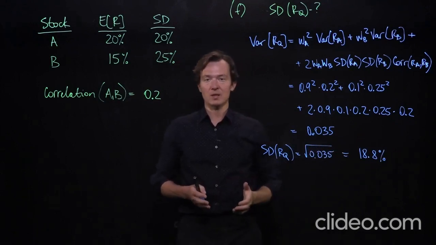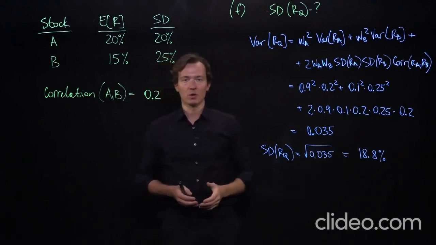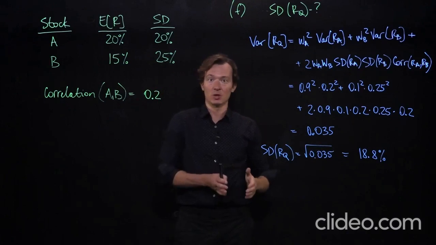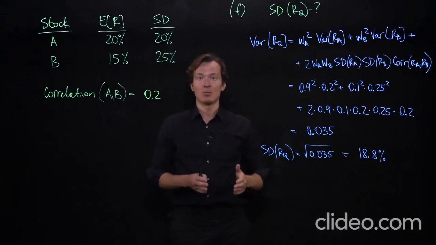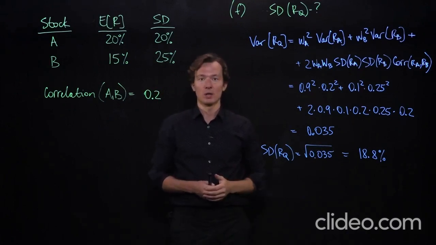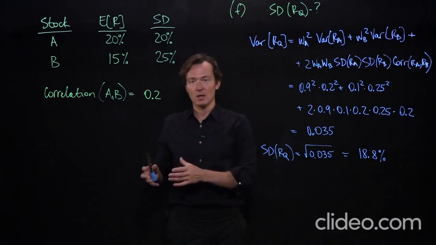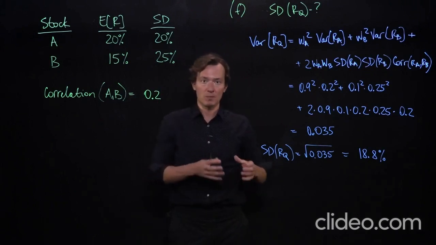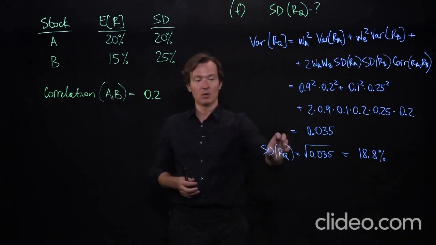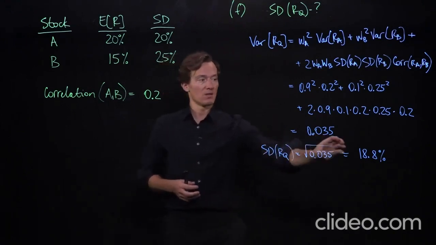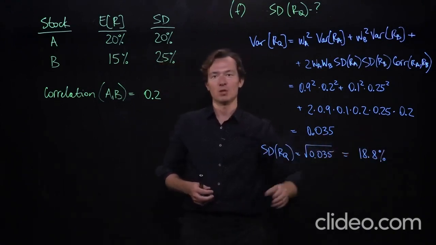So what we've done in this question, we're able to construct a portfolio with a given expected return that we want, which is 19.5%, by putting 90% into stock A and 10% of our wealth into stock B. And this particular portfolio Q has the standard deviation of 18.8%.